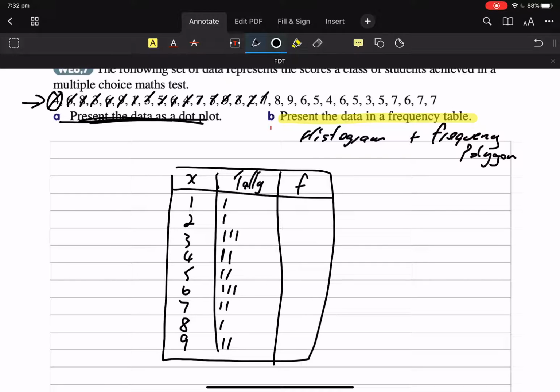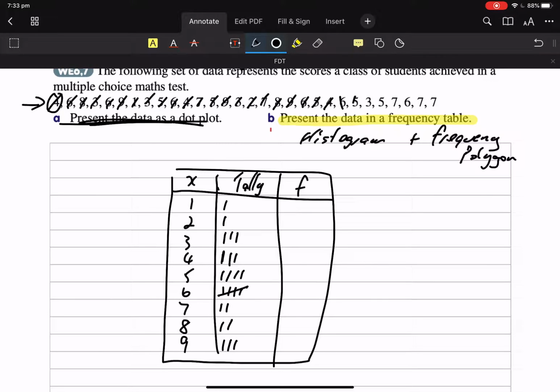Seven, 8, 9, 6, 5, 4, 6, 5, 3, there's another 5. Okay. So we fill in the frequency from our tally. And that's a frequency table. Done. How easy is that?